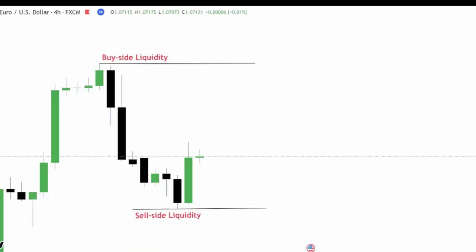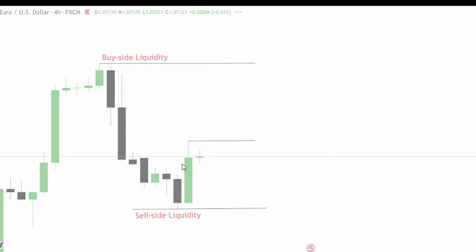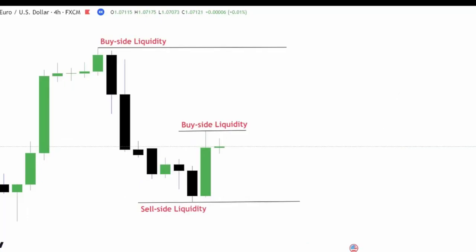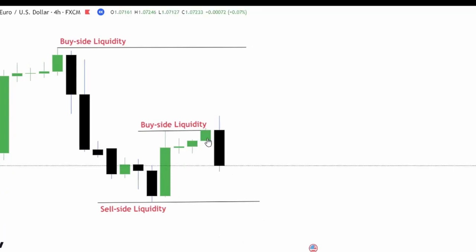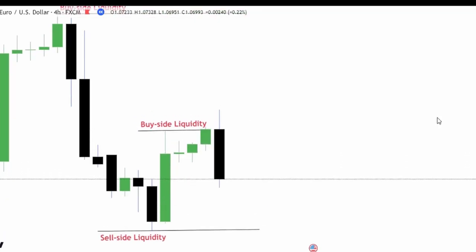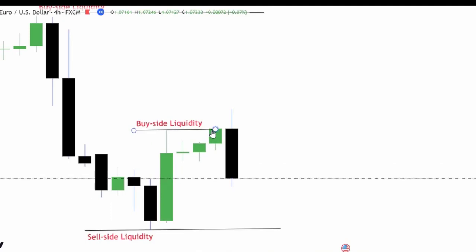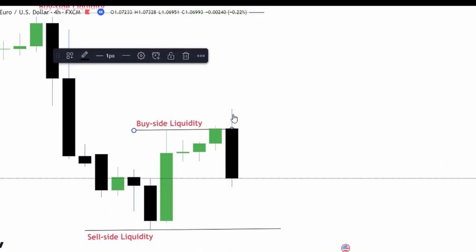Looking at this chart closely, as you can see, we are now creating another swing high here. Why? Because we have a high, a lower high to the right and a lower high to the left, and we can say that this is our buy side liquidity. If we continue playing this, as you can see, this high has been taken out and we have another high, but we can't say that this is our swing high because we don't have the confirmation yet.